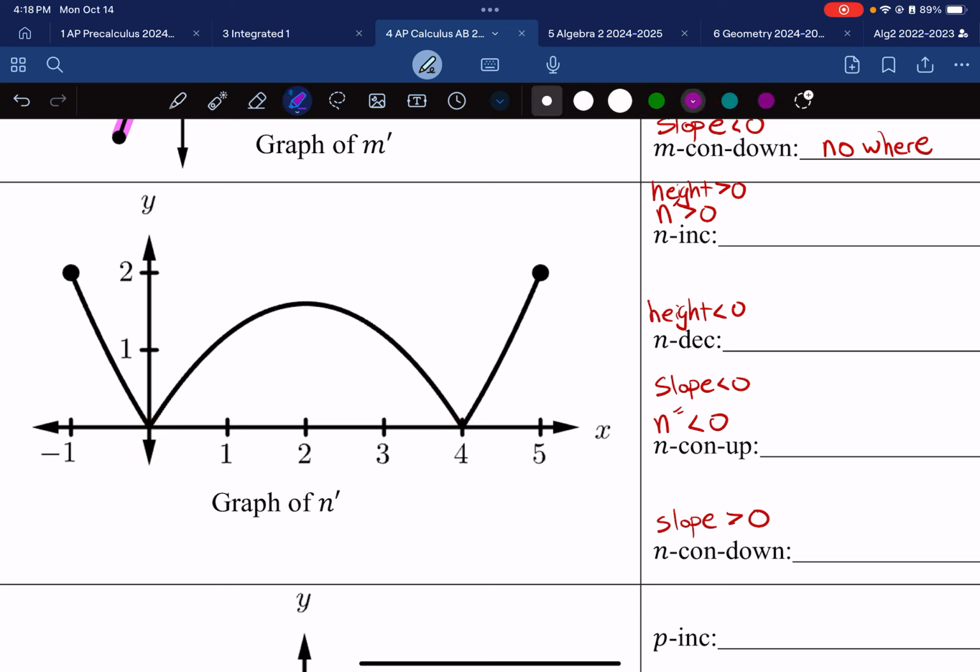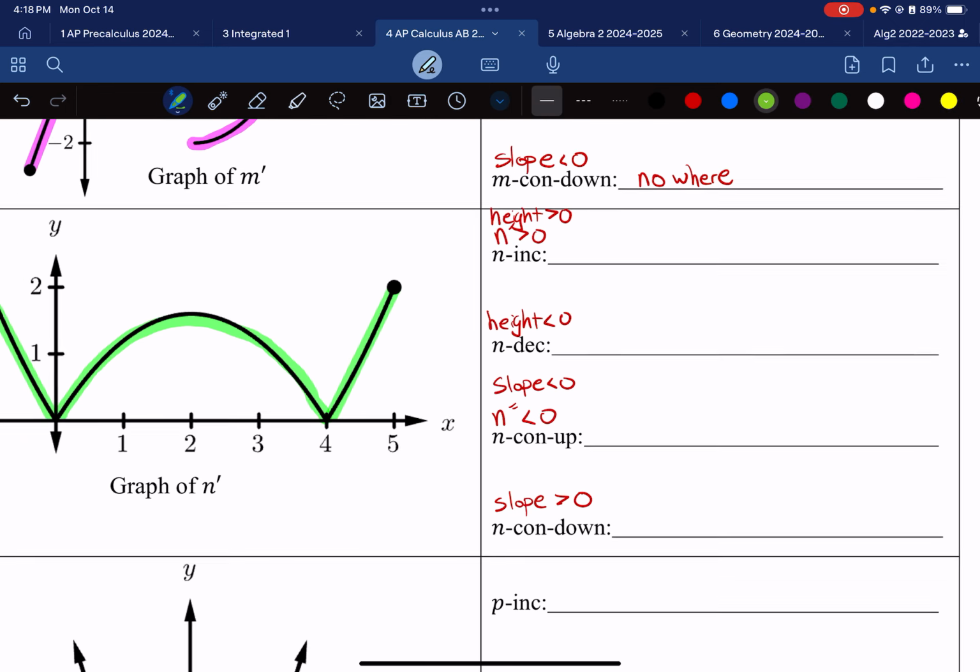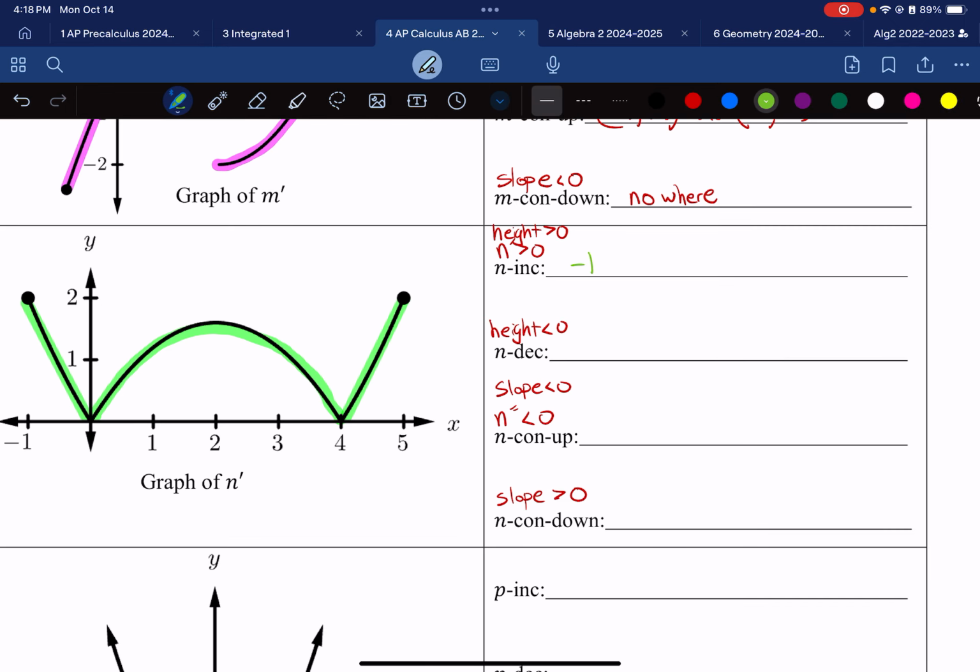So I'll go ahead and highlight that in green and say, okay, it's increasing there. It's increasing on this entire interval, and it's increasing there, but it's not increasing there or there. So I have to exclude that from my increasing interval. I can say everything between -1 all the way to 0, exclude the 0, and then start up again, excluding the 0. It's from 0 to 4, exclude the 4, and go from 4 to 5.